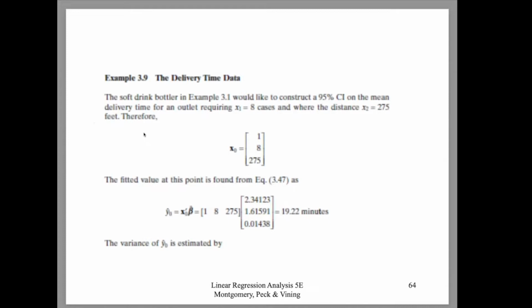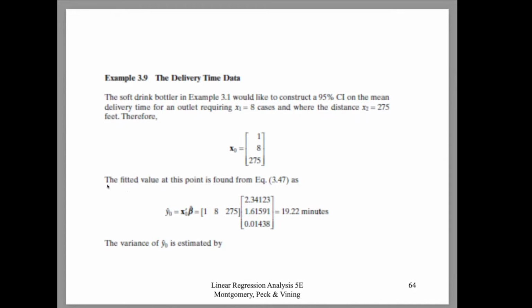The soft drink bottler in example 3.1 would like to construct a 95% confidence interval on the mean delivery time for an outlet requiring x1 equal to 8 cases, where the distance to be walked is x2 equal to 275 feet. So the x vector at which we want to estimate the expected value of y would contain 1, then 8, and then 275. Remember that we need that 1 to multiply against the intercept. The value for x1 is 8, and the value for x2 is 275.